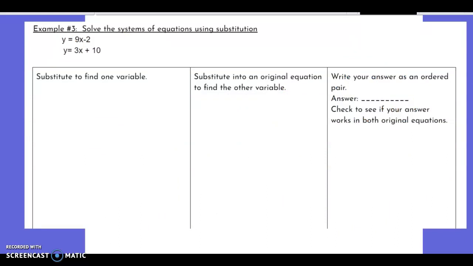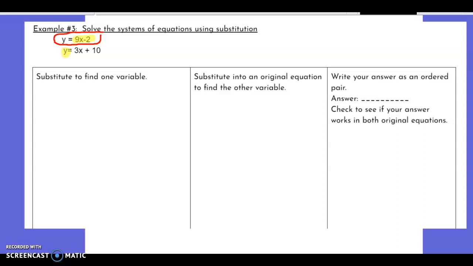Let's look at one more example of using the substitution method. If you look at this third example, we actually have two equations where the y is isolated or all alone on one side of the equal sign. So let's just use the top one, where the y value is the same thing as 9x minus 2. And then what we're going to do is put that 9x minus 2 in place of the y value in the second equation.